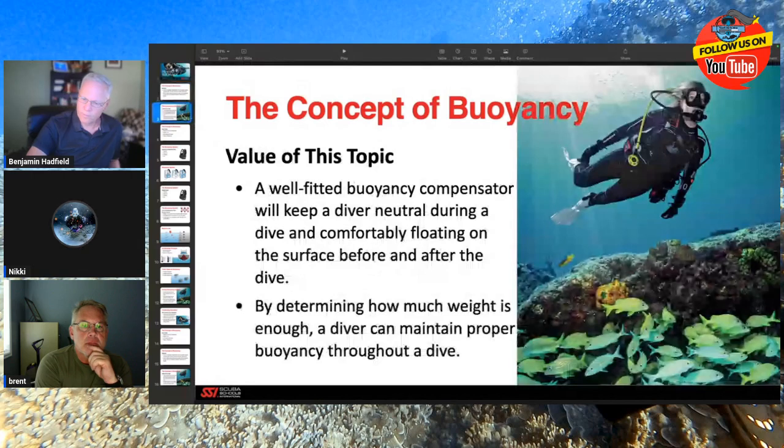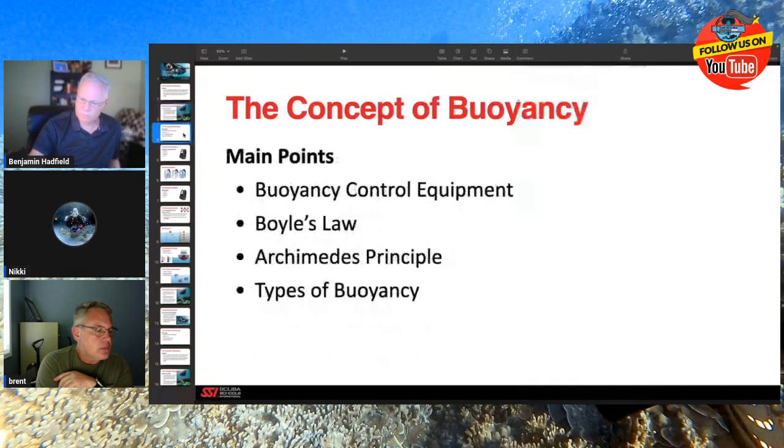So the value of this topic to us is that with a well-fitted buoyancy compensator, this will keep a diver in neutral during a dive and be able to dive comfortably, floating along the surface before and after the dive. And then by determining how much weight is enough, we can maintain proper buoyancy throughout a dive. So those are kind of key items: the fit of our buoyancy compensator and staying neutral, and then being properly weighted. So our main points tonight: buoyancy control equipment, Boyle's law, Archimedes principle, and then types of buoyancy.